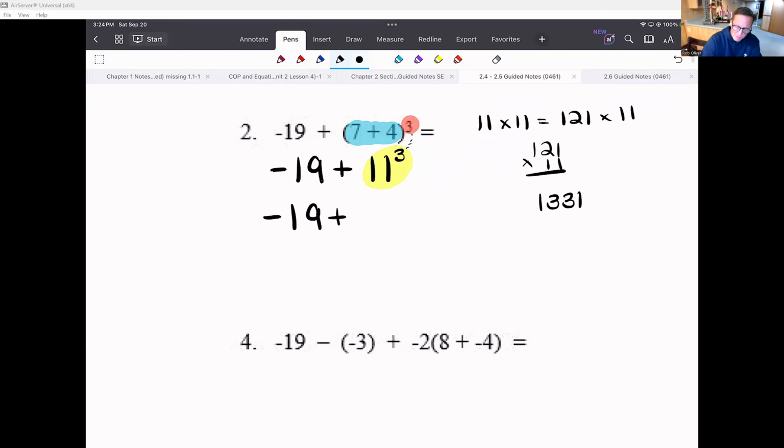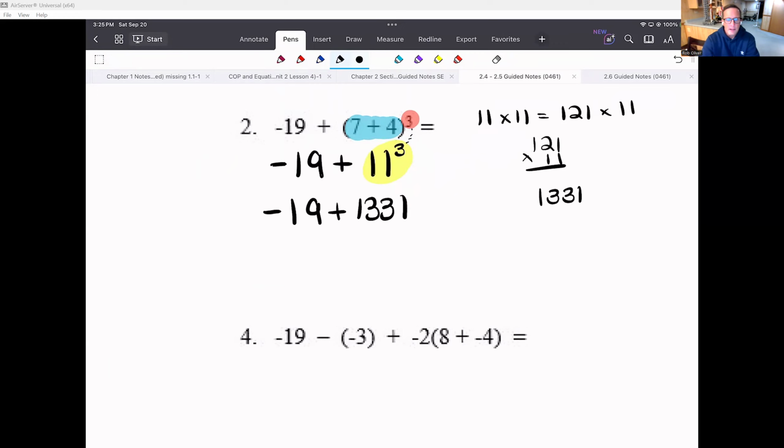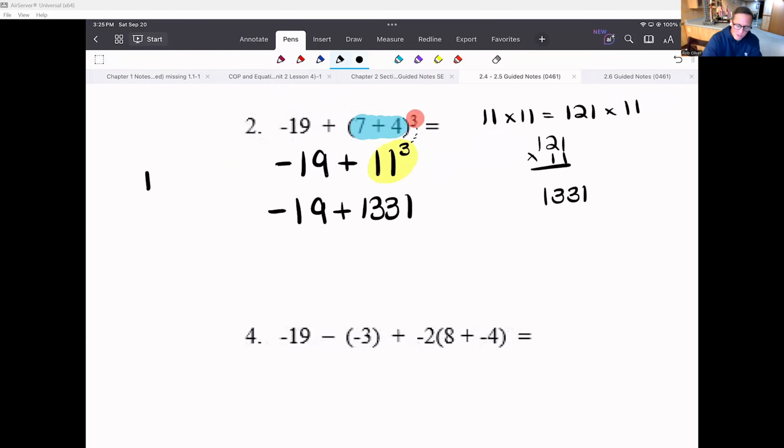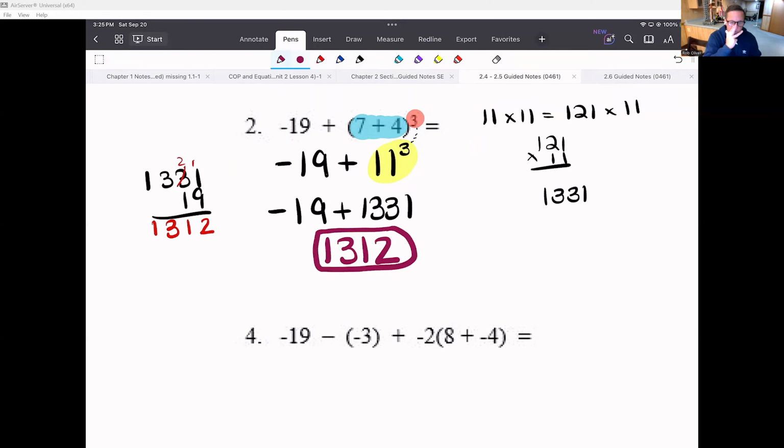So we got -19 plus 1,331 at this point. We've got a negative and a positive, so we're going to subtract them. So we're going to do 1,331 minus 19, and that's going to be, just do the math here. 11 minus 9 is 2, and then 2 minus 1 is 1. It's 12, and just drop down the 1 and the 3. So 1,312 for that one.